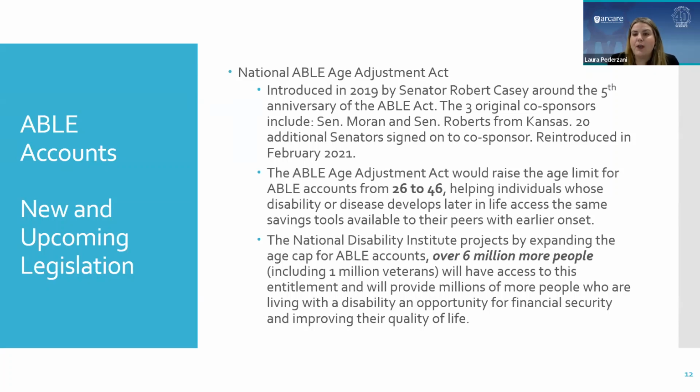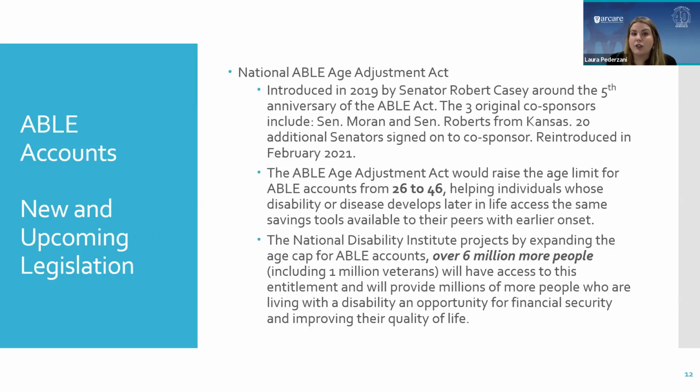And what this act would do is raise the age limit from 26 to 46. So that would help individuals whose onset happens later in life still be able to qualify for opening one of these accounts. Again, currently it is age 26 or before, but this would expand that to age 46. And I want to point out that part of the reason this came up was a lot of our veterans. You think about those who have served and perhaps have a service-connected disability that didn't start before age 26. Currently, they're excluded from being able to open an account.